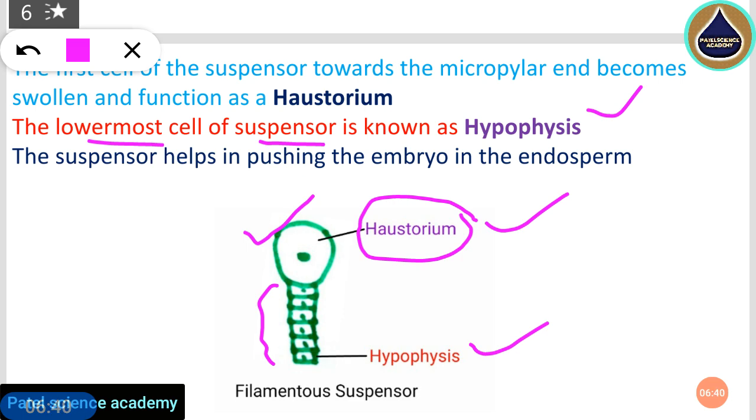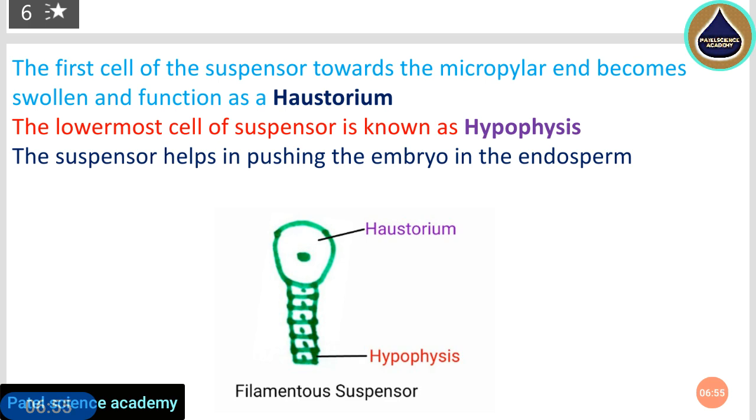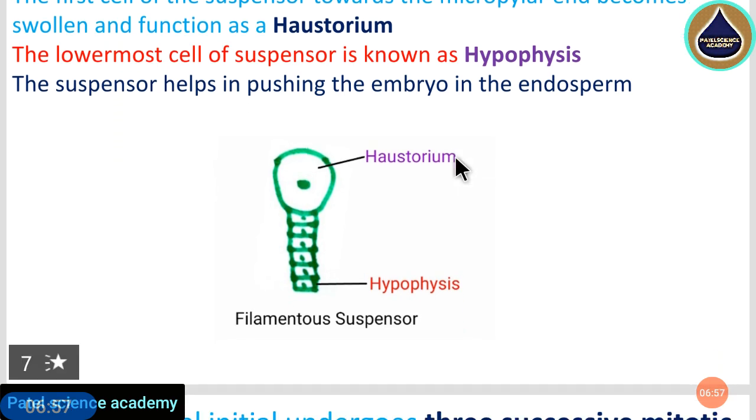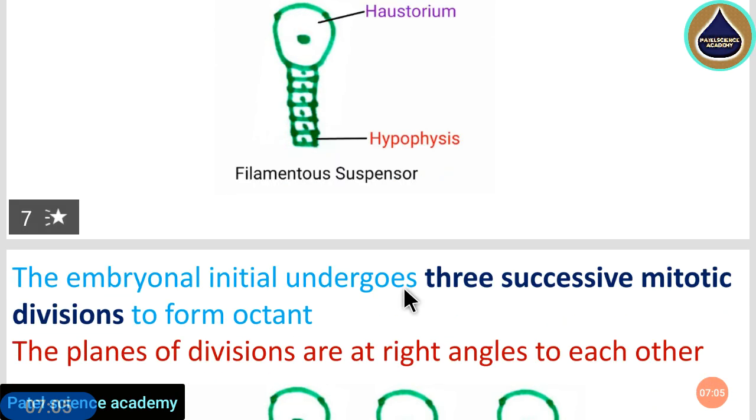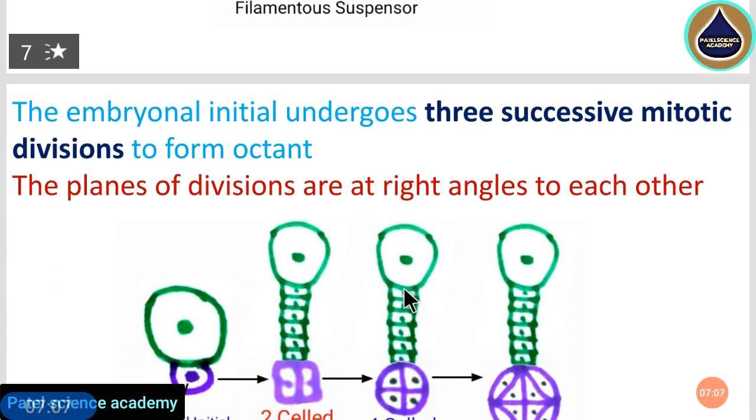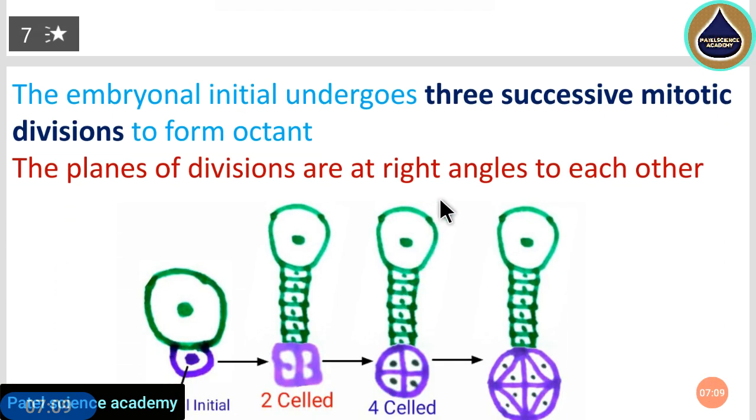the linear smaller one. The suspensor helps in pushing the embryo into the endosperm. This is the function of this suspensor. So till now the haustorium and the hypophysis in the filamentous suspensor have been developed. Now the next slide, the embryonal cells.